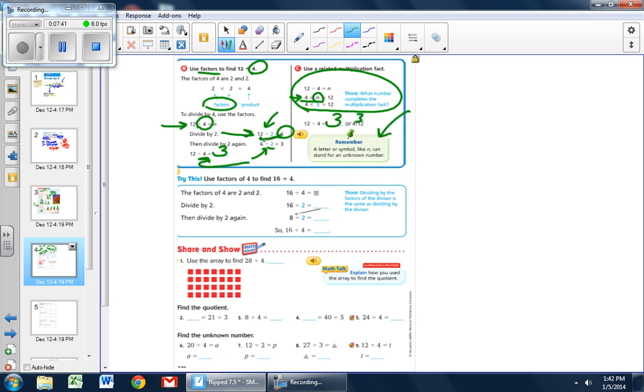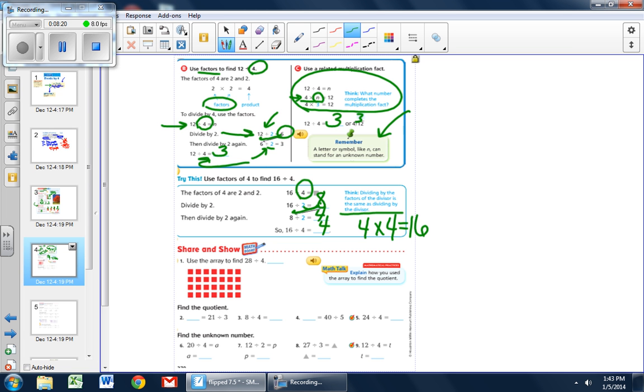Okay, so now you're going to use factors of 4 to find 16 divided by 4. You're going to start by cutting that 4 in half. Dividing by the factors is the same as dividing by the divisor. Okay, so factors are going to help you. 16 divided by 2 equals 8, because I know that 2 times 8 equals 16. Now I'm going to take this 8 and divide it by 2 again, which gives me 4. So 16 divided by 4 is 4. You can do a check because you know that 4 times 4 equals 16. Seeing those checks.